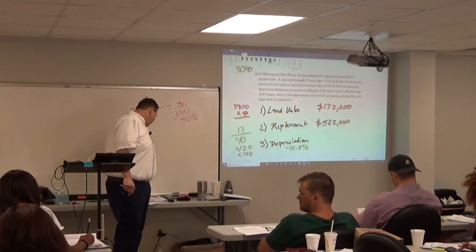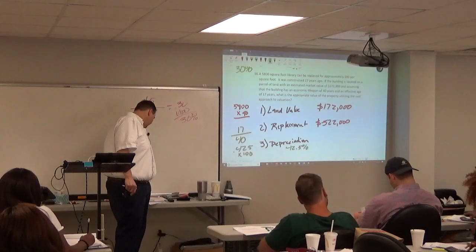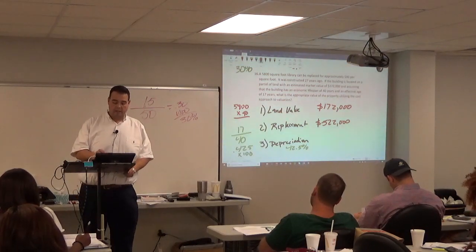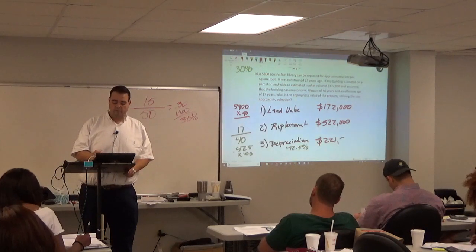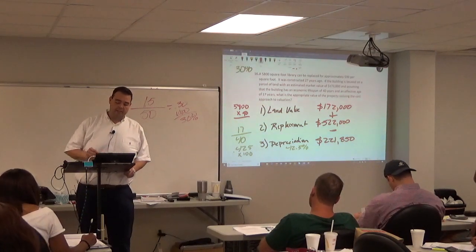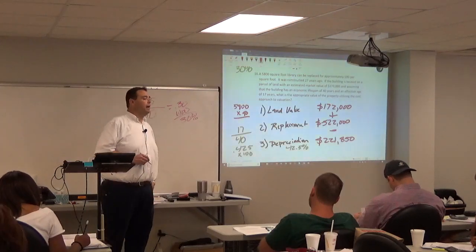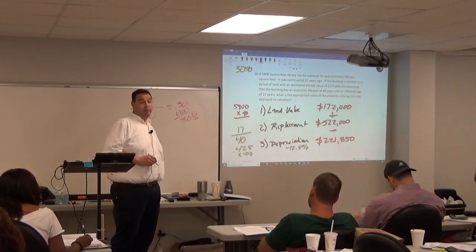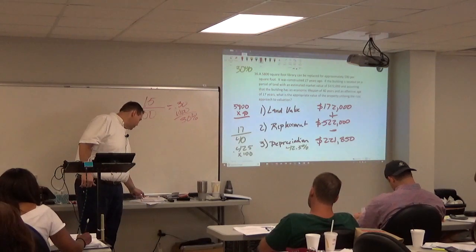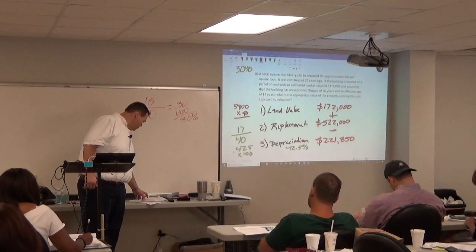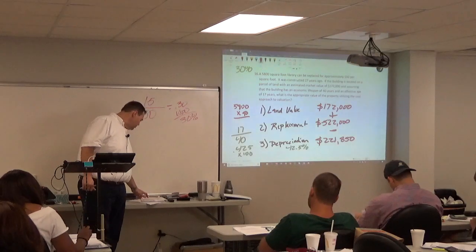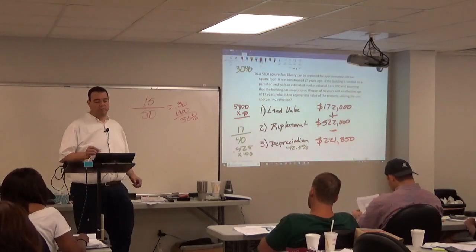Okay. So that's $221,850 in depreciation, and it's plus here and minus there, right? Land value plus replacement minus depreciation. Is everybody okay with that? $472,150. Sound about right?